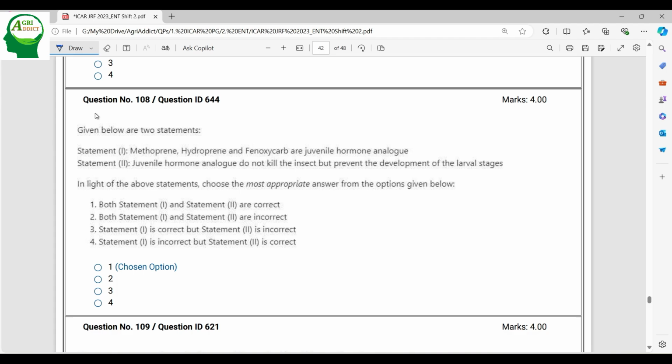Next question, methoprene, hydroprene and phenoxycarb are juvenile hormone analogs. Yes, they are JH analogs. Then juvenile hormone analogs do not kill the insects, yes, but prevent the development of the larval stage. Yes, both these are correct.